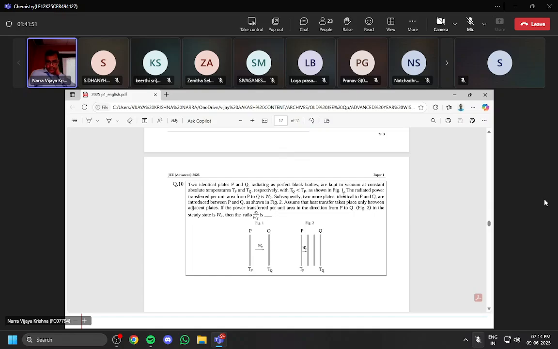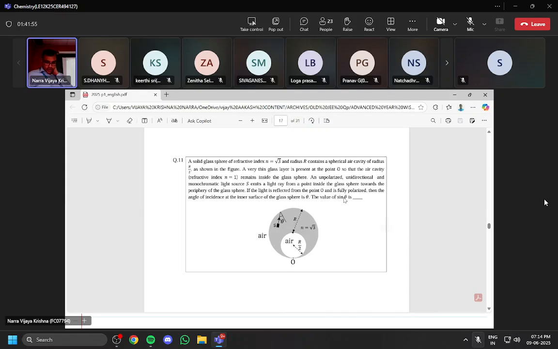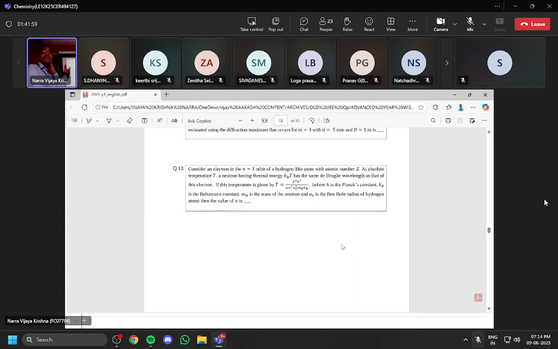Two more plates. Vacuum constant wave, waste question again. This is okay. Rotation. This is an experiment. Yeah. Again, this one. Second question. With chemistry knowledge, you can solve this also. Second question in physics with chemistry.